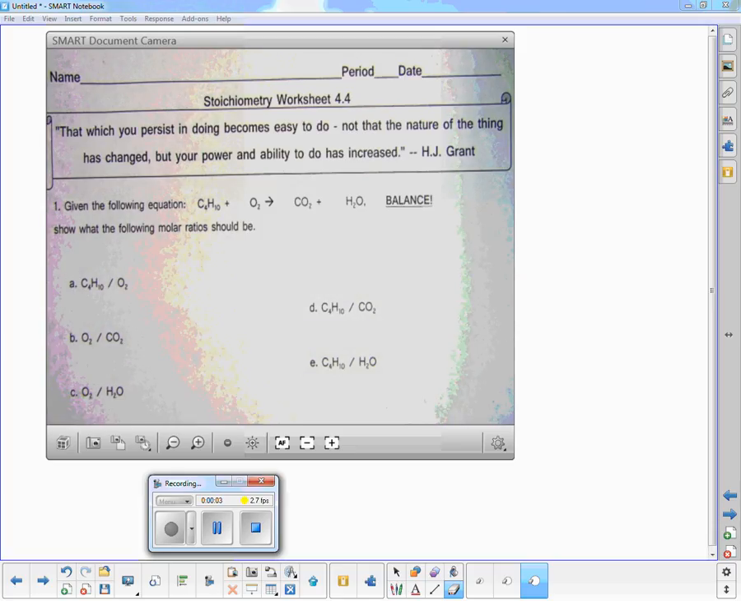Okay, so stoichiometry. That which you persist in doing becomes easy to do, not that the nature of the thing has changed, but your power and ability to do so has increased. Just like riding a bike. First it's hard, after a while it gets easy. So we're balancing right now number 1. Has anybody got it done?